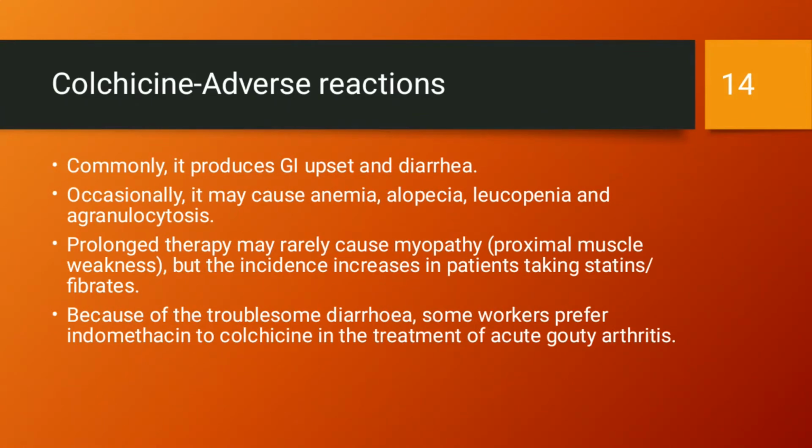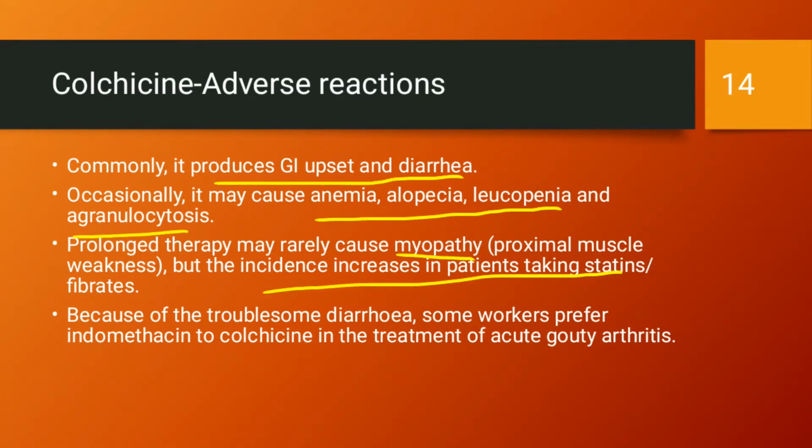Adverse reactions of colchicine include GI upset and diarrhea, which it produces very commonly. Occasionally it may cause anemia, alopecia, leukopenia and agranulocytosis. Prolonged therapy may rarely cause myopathy, that is proximal muscle weakness, but the incidence increases in patients taking statins and fibrates. Because of troublesome diarrhea, some workers prefer indomethacin to colchicine in treatment of acute gouty arthritis.